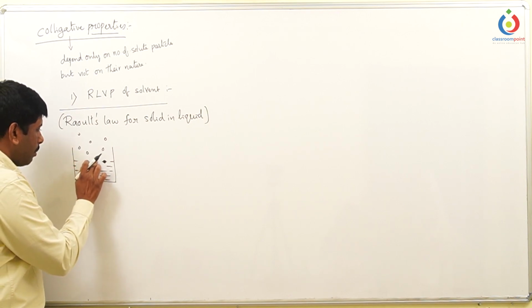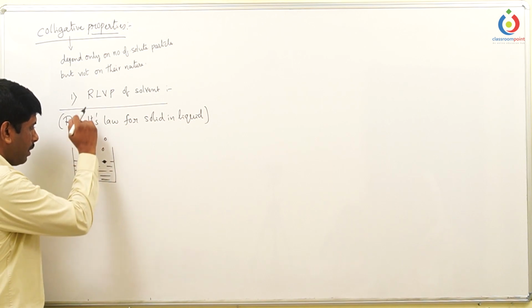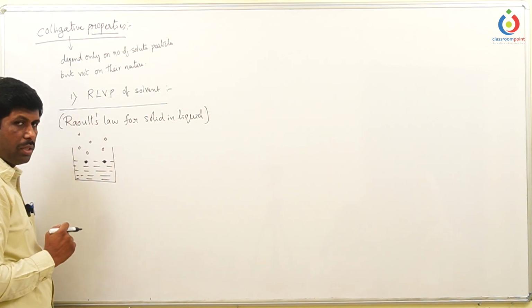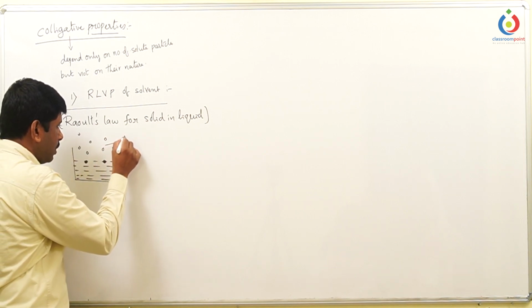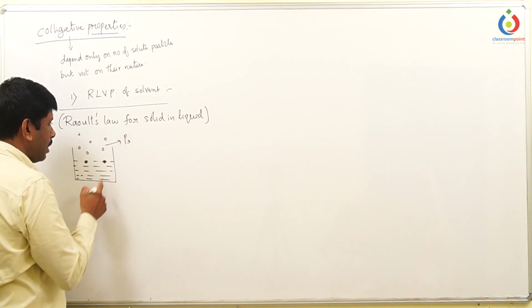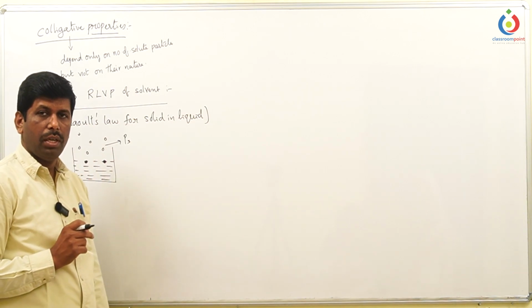So more the solvent molecules on the surface area, more shall be the evaporation and more shall be the vapor pressure exerted by such vapor on the solution. That means the vapor pressure of the solution, whatever we are going to discuss, depends on the number of solvent molecules on the surface of the solution.